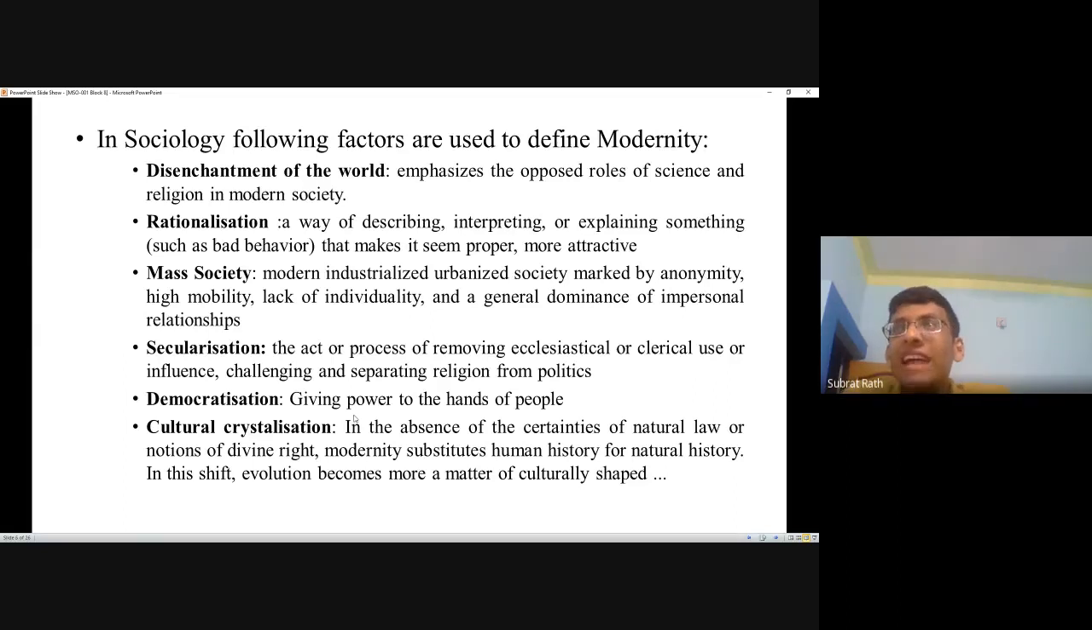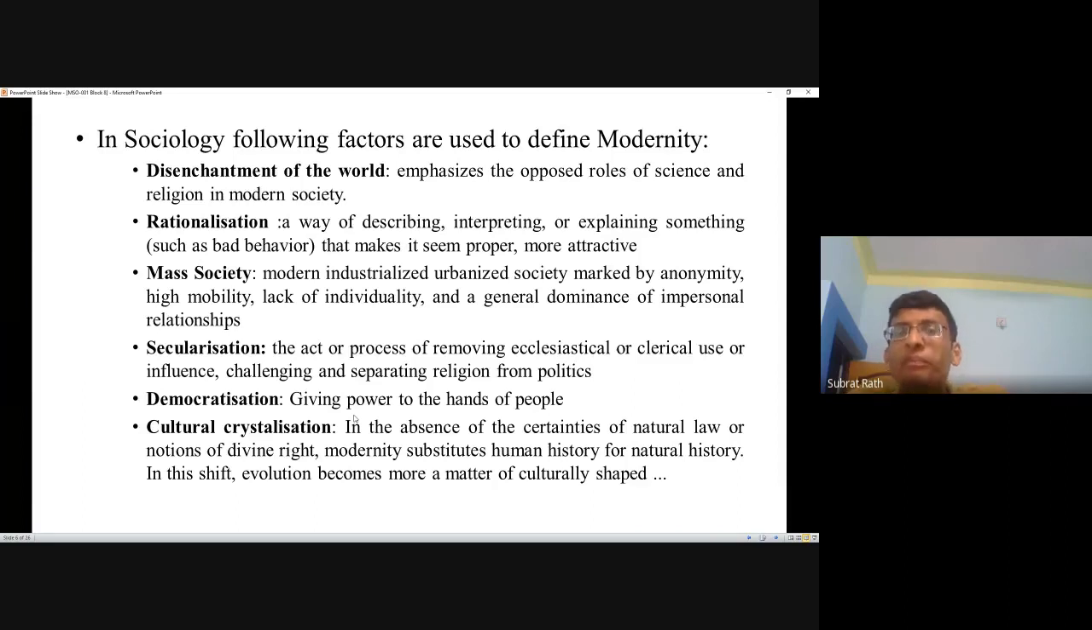So, let's try to understand modernity from a sociological point of view. According to the sociological point of view, modernity has certain aspects like disenchantment of the world, rationalization, mass society, secularization, democratization, and cultural crystallization. Let's understand these concepts clearly. What is disenchantment of the world? It emphasizes the oppressed role of science and religion in modern society.